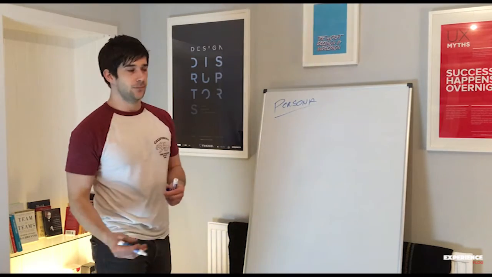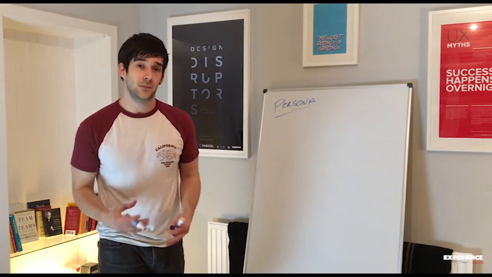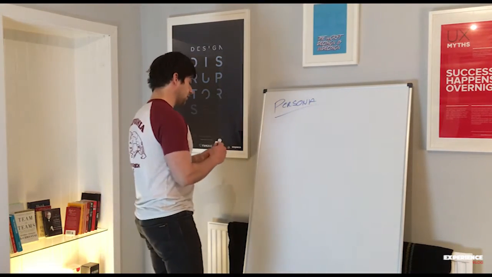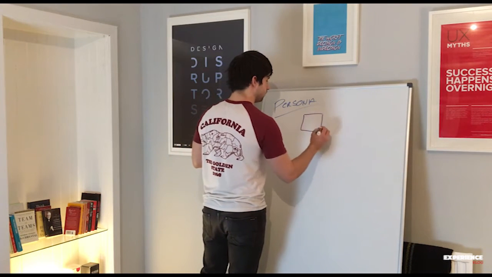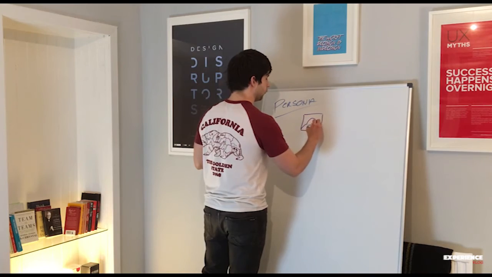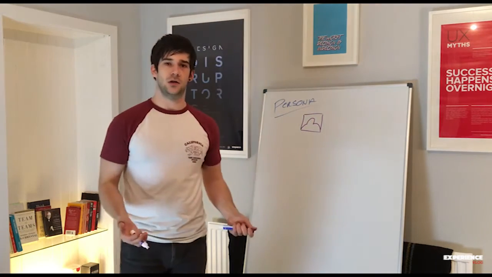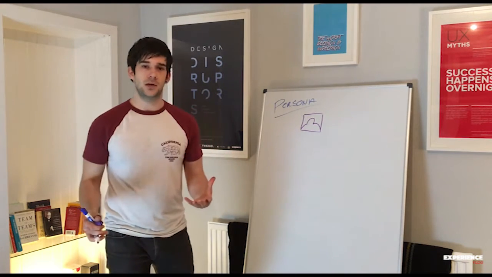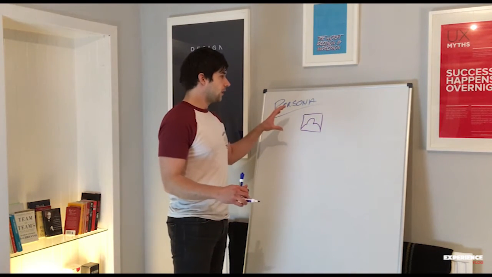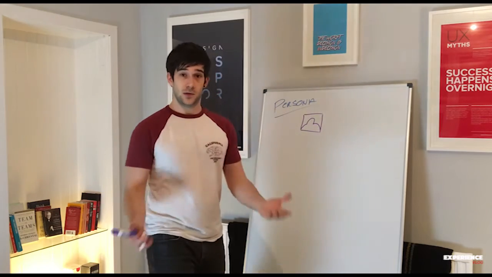So the components of a persona document would consist of what the users look like. Well, not really what they look like. What kind of user are we dealing with here? So what you want to do is go find a stock image of someone who fits the description of the users you've been talking to.